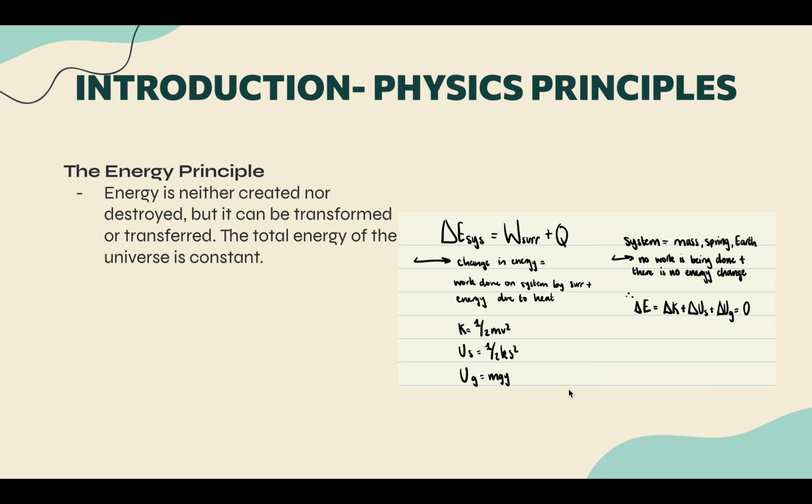Energy can also be represented as the sum of kinetic and potential energy, so in our case this leads to saying that total energy is equal to the change in kinetic energy plus the change in gravitational potential energy plus the change in spring potential energy, which is all equal to 0. The individual equations for kinetic and both types of potential energy can be seen here.